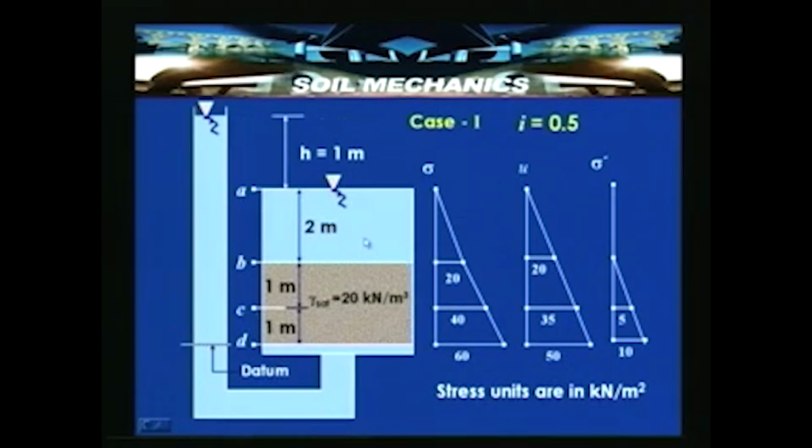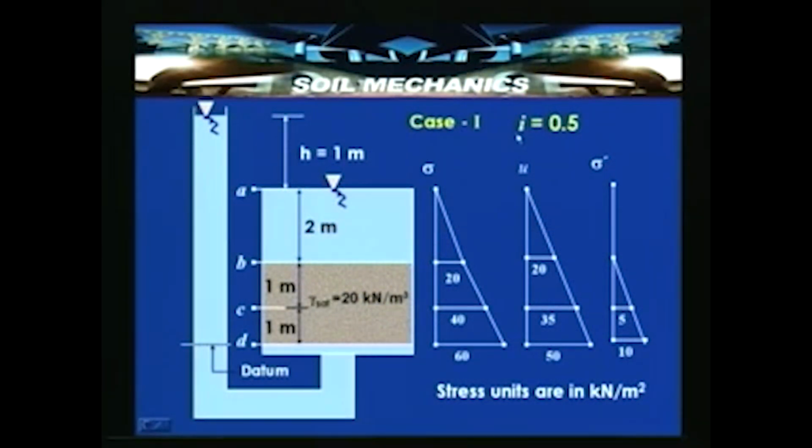So, let us try to construct total stress, pore water pressure and effective stress diagrams. If you look into this, for case 1, i is equal to 0.5, that is H is equal to 1 meter. Then if this is the datum, D and B, the flow is taking place in the upward direction with a hydraulic gradient of 0.5. A is the topmost point, D is the point at the datum and B is the top surface of the soil.